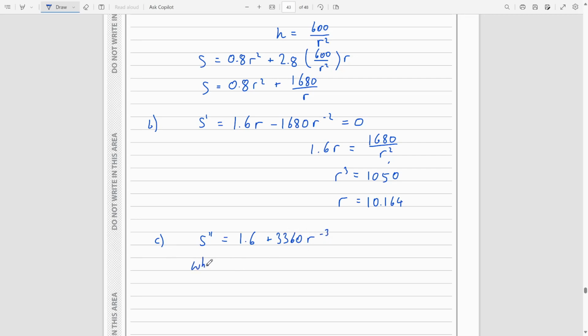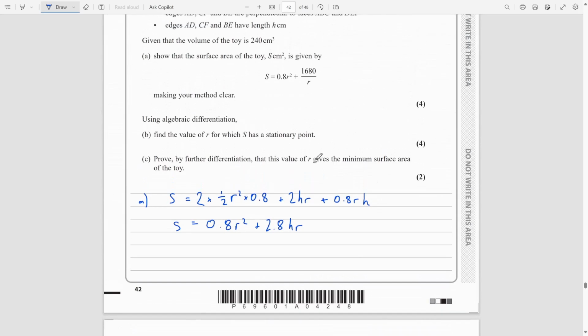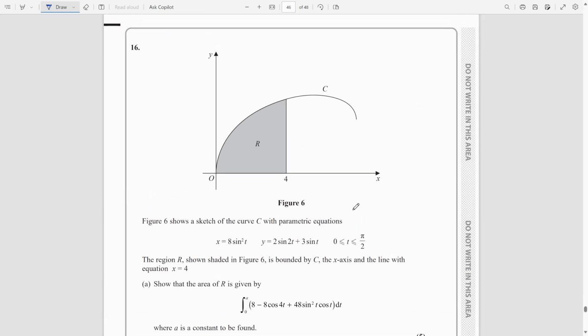So let's just check. When r is 10.164, what is the second derivative? Well, I'll just sub it in. 1.6 plus 3,360 times 10.164 to the power of minus 3, and the answer is 4.8. That's positive, and therefore it is a minimum. And I've shown that this value of r gives a minimum surface area of the toy. All right, last question now.